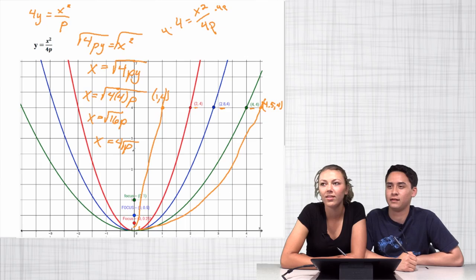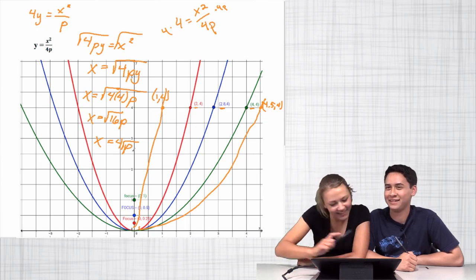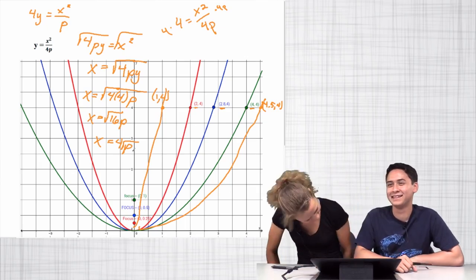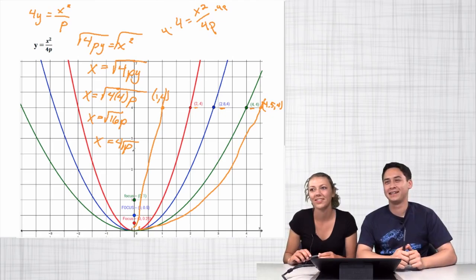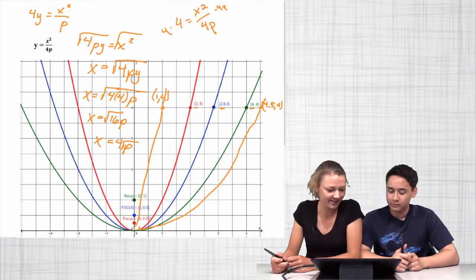Okay, so now you've got two insights as to why this is happening. And now guess what we're going to return to? The special points. We like the special points.